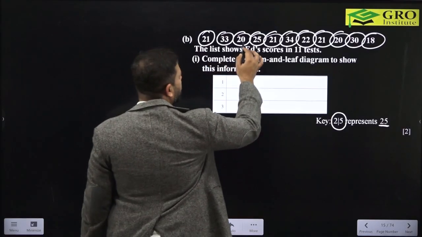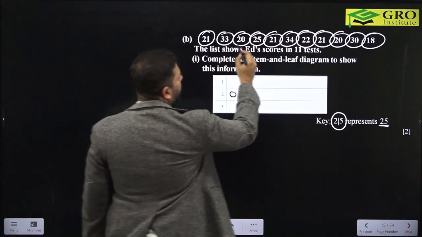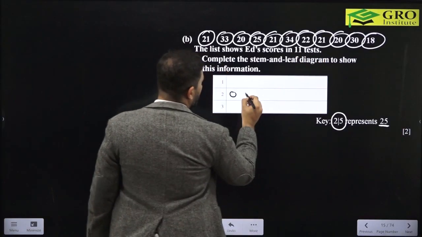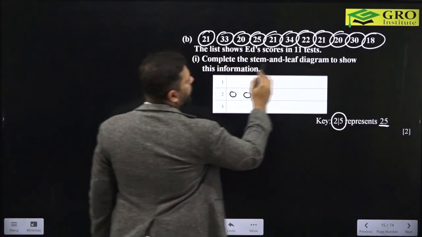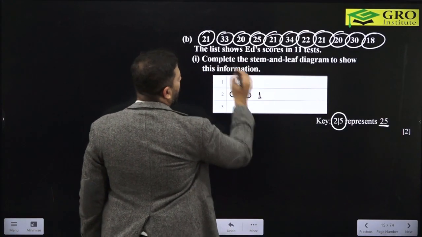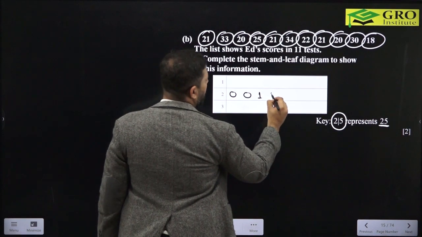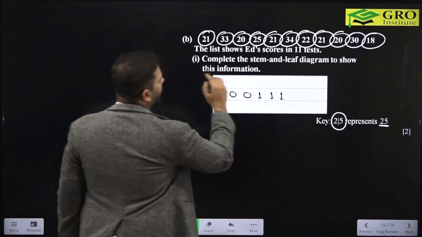So what comes first? A 20. Yes, here we have 20. Then we have another 20. So proper space should be given. Then do we have one more 20? A 21. So I'll write 1. We have one more 21. Then we have another 21. And do we have anything else?